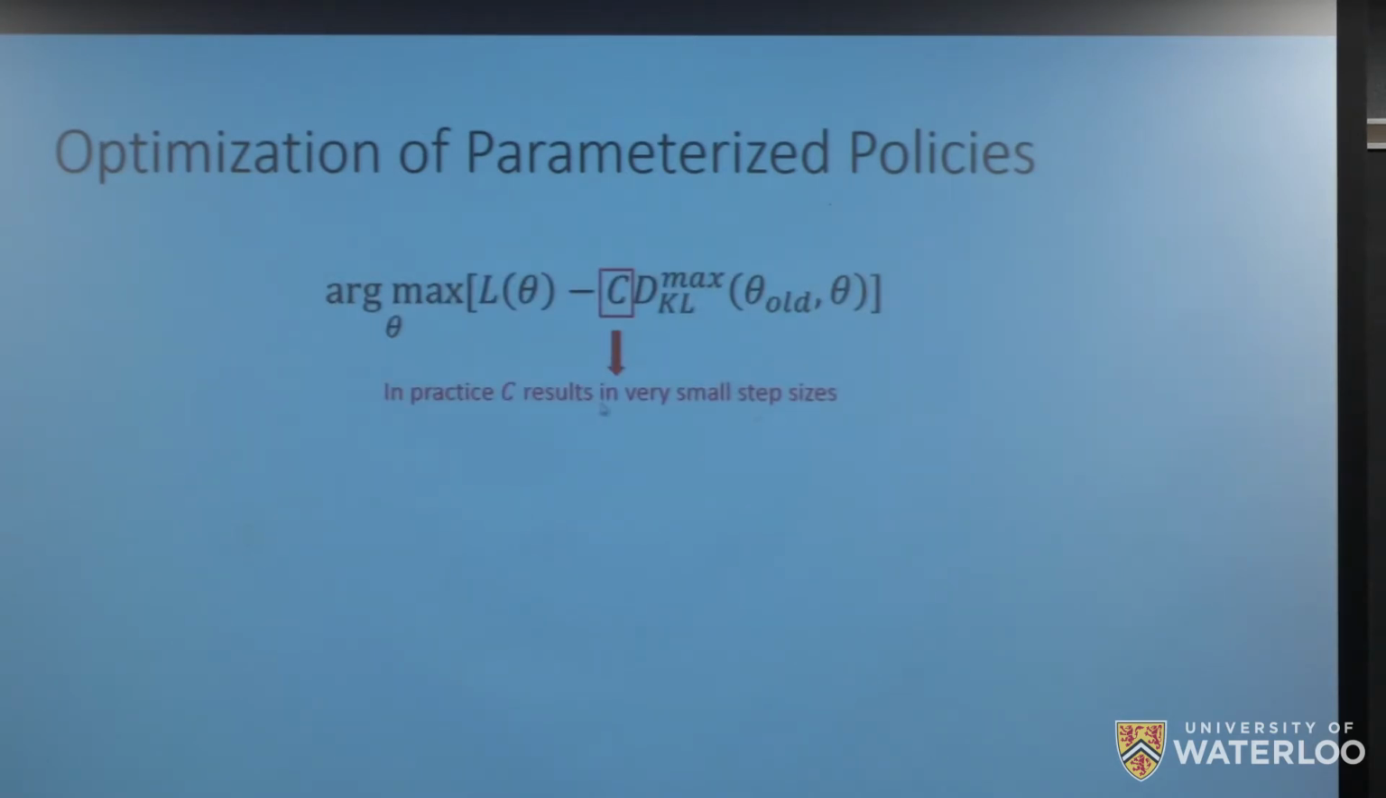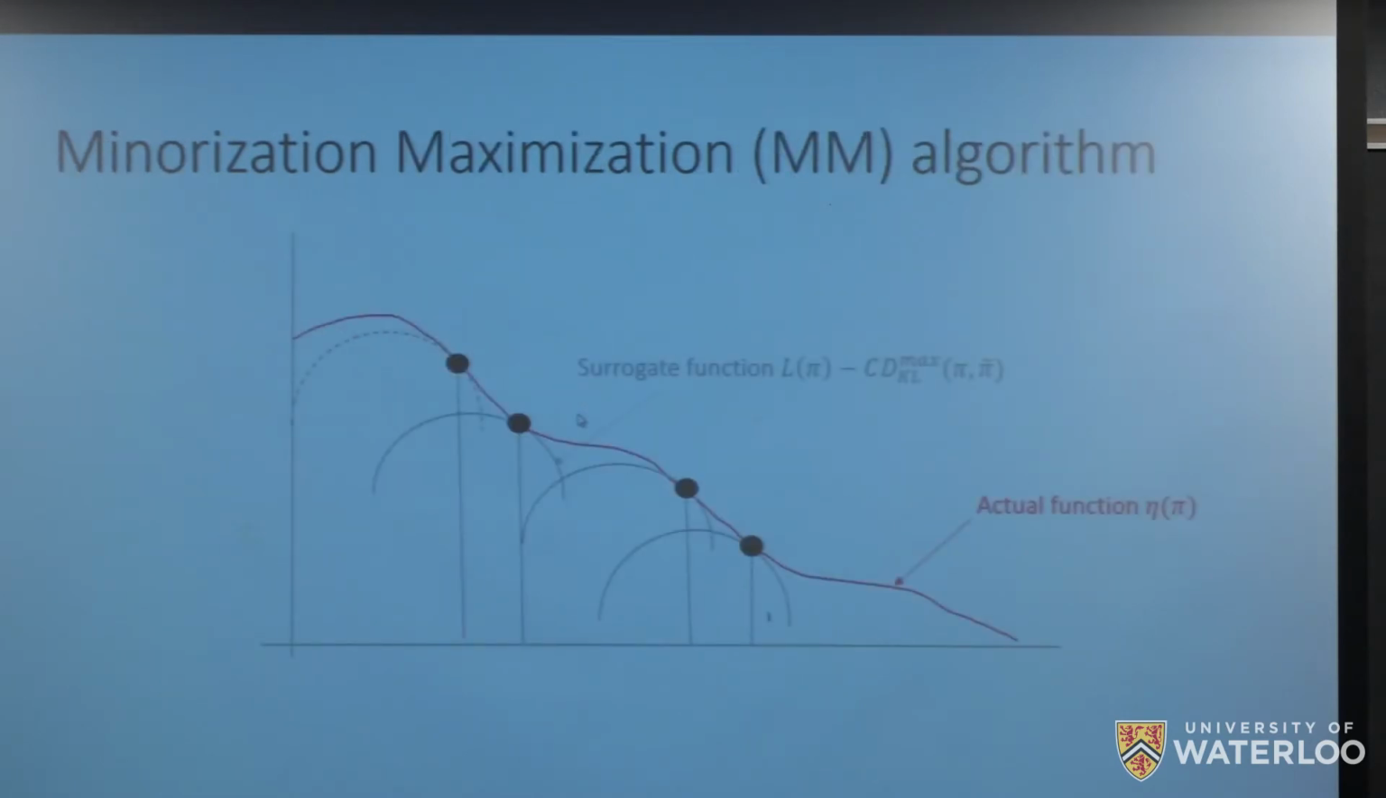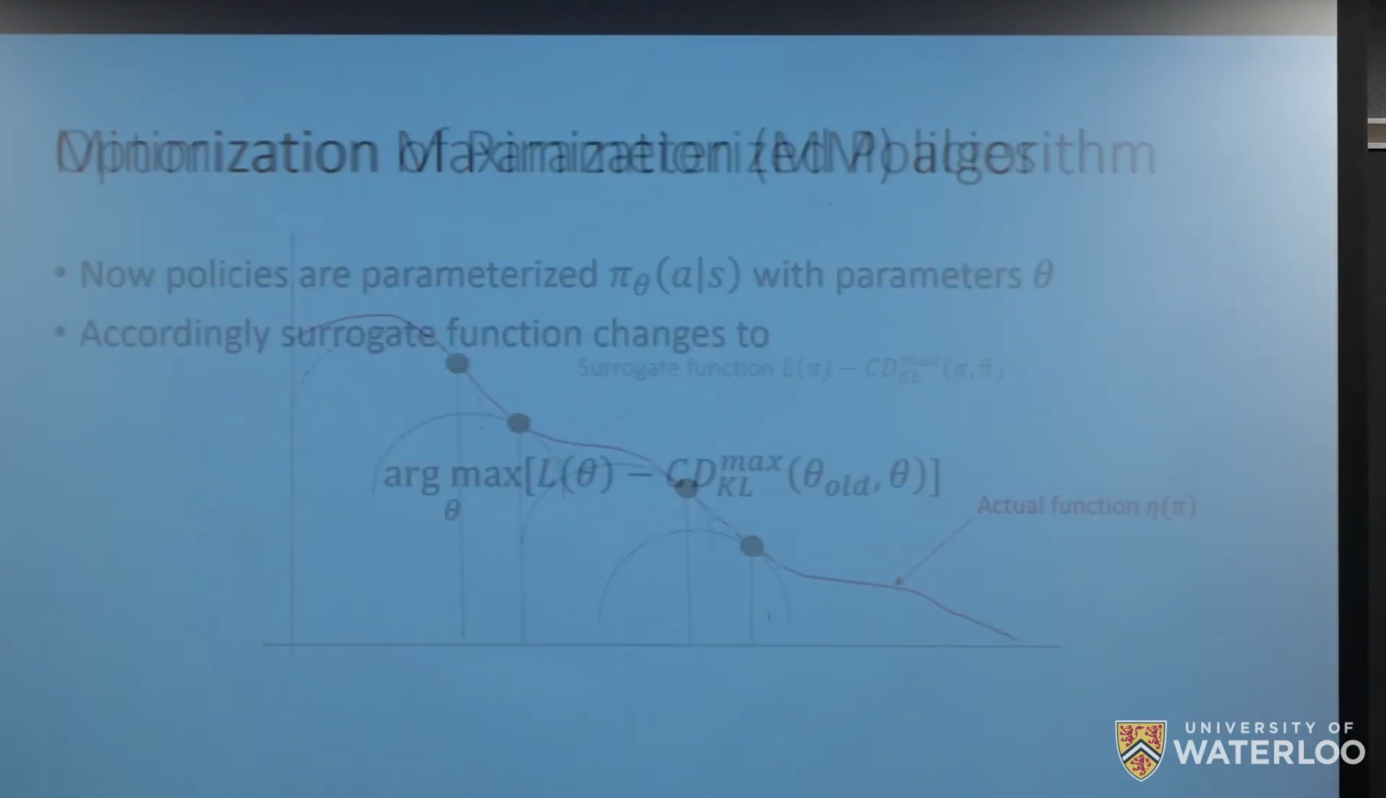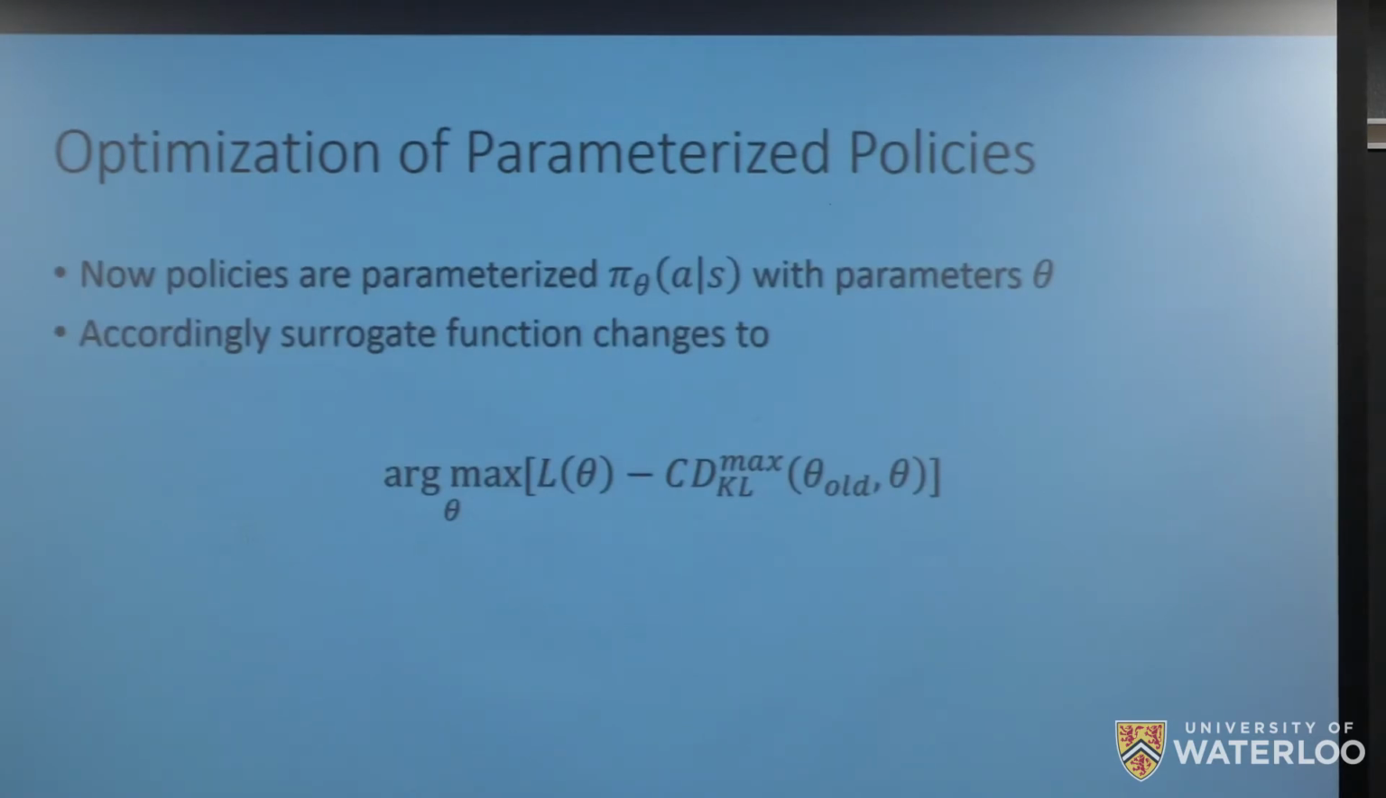In practice, the C value is already given in the paper. If we use that C, these update steps are very small. So when you improve from this black dot to this black dot, it is very, very small, and you have to take lots of steps in order to make any improvement. So this is not good.